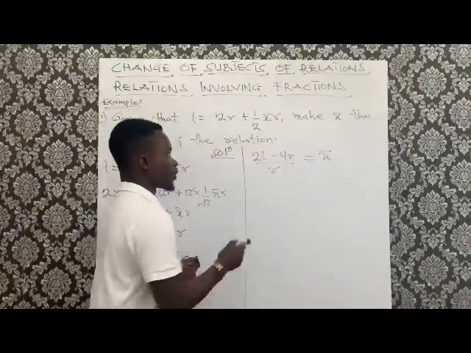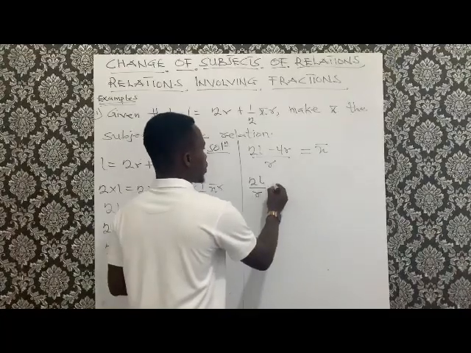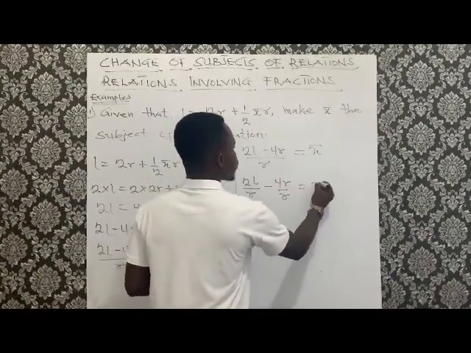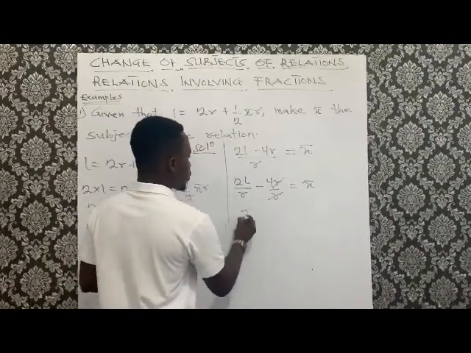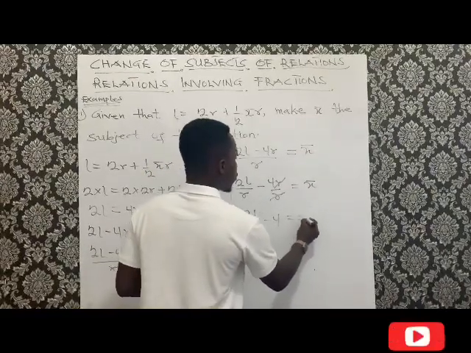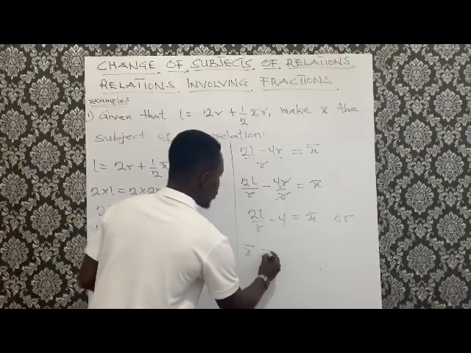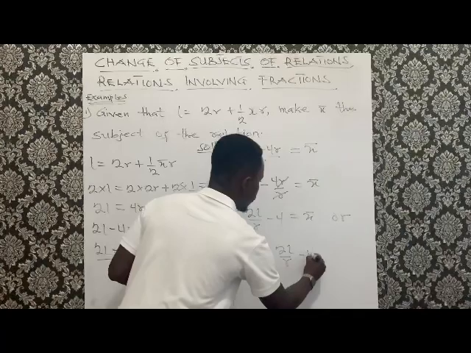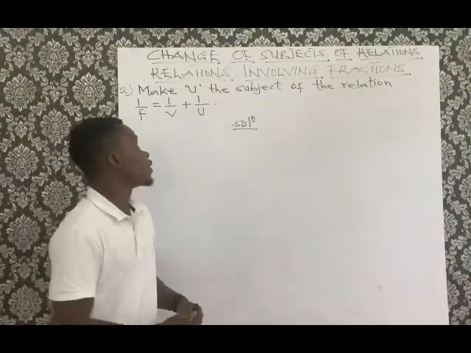Now this can also be written as 2L over R minus 4R over R equal to power, in which R cancels R, so it's left with 2L over R minus 4 equal to power, or power equal to 2L over R minus 4. Let's take our second example.